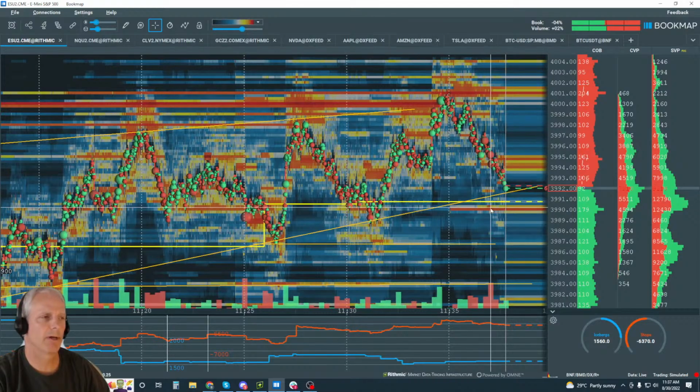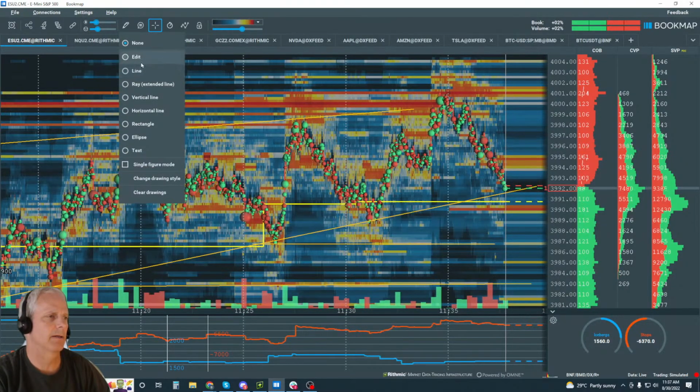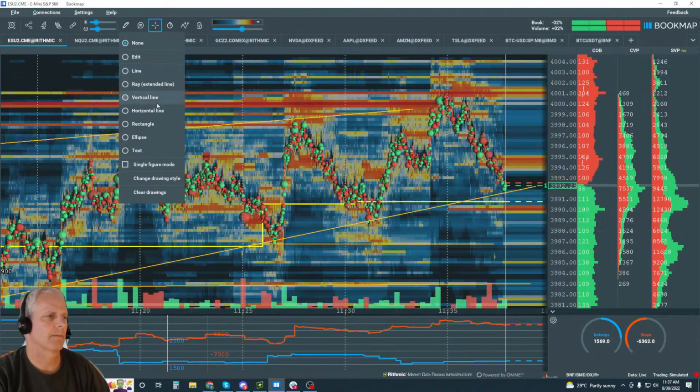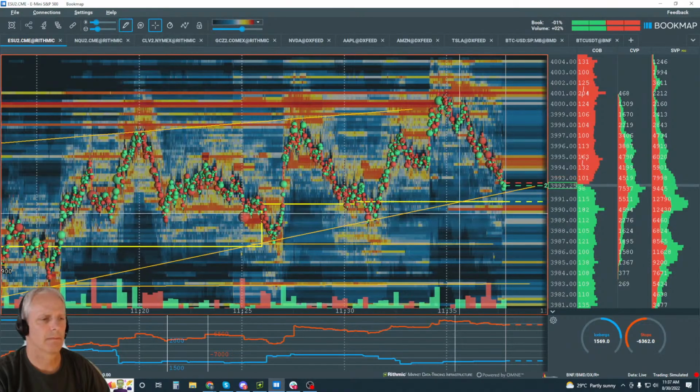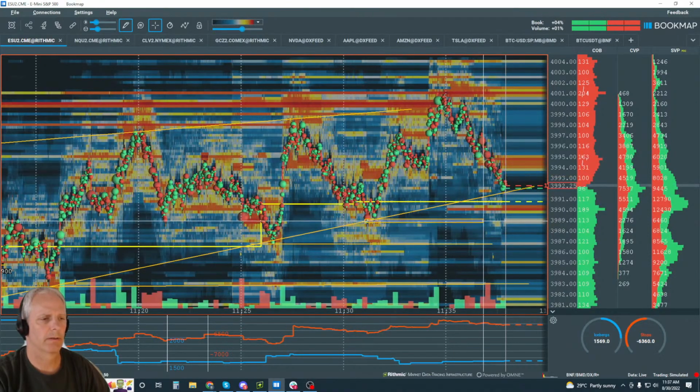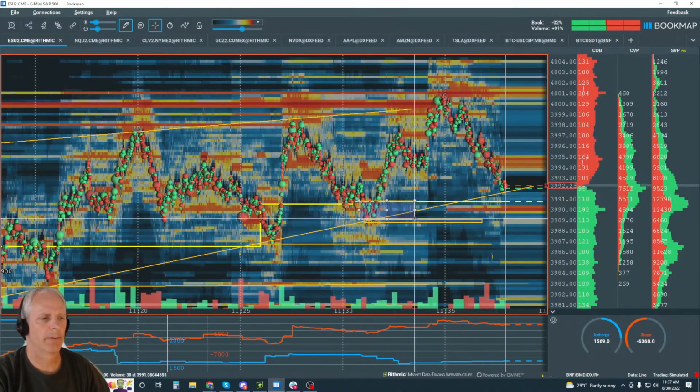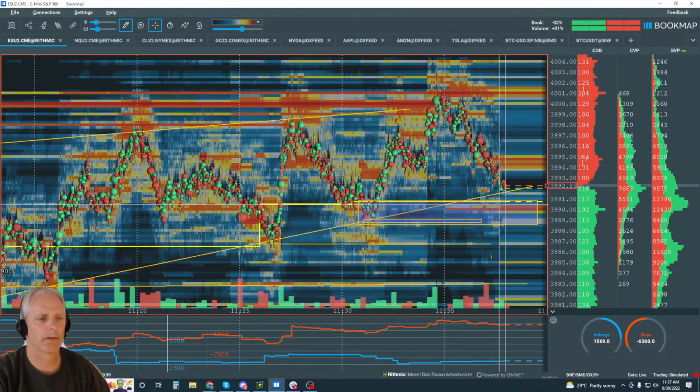Okay, now it could be anywhere in here, just because it's a trend line doesn't matter. And this is the swing. Okay, this is the trap, and it's also a POC right there.